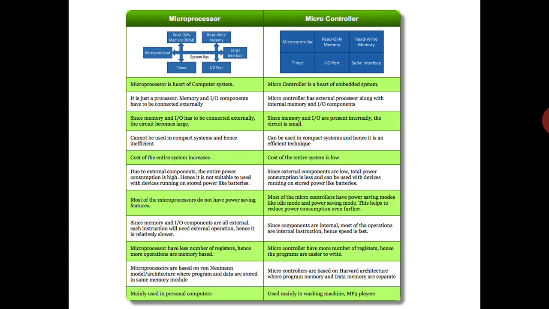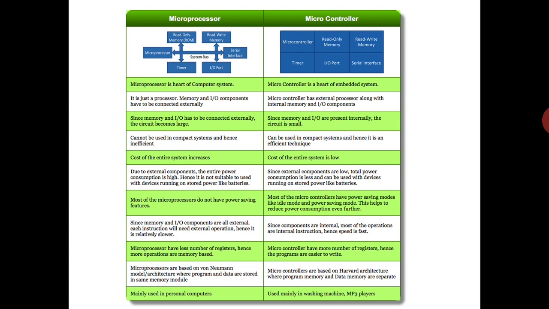Sixth one is cost of the entire system increases, obviously, because external circuits like memory and input outputs are connected, so that's why cost increases. Microcontroller's cost is low. The next is due to external components the entire power consumption is high. Since external components are few, total power consumption is less.